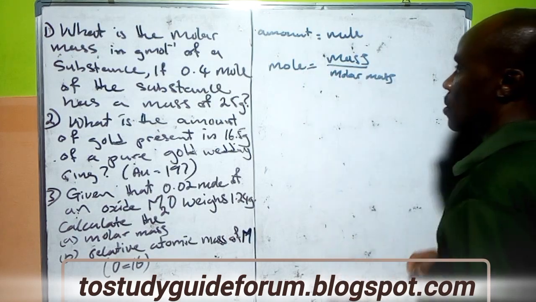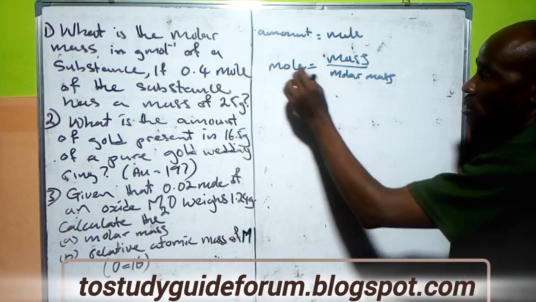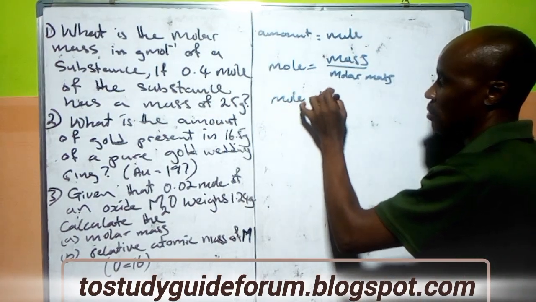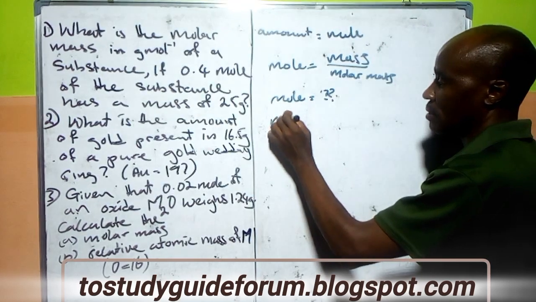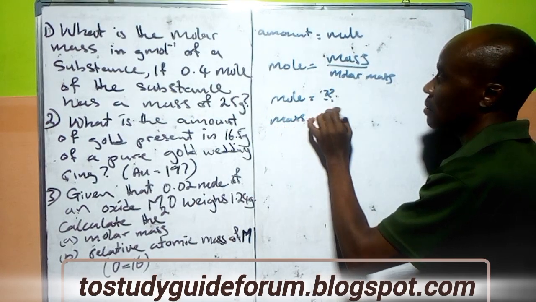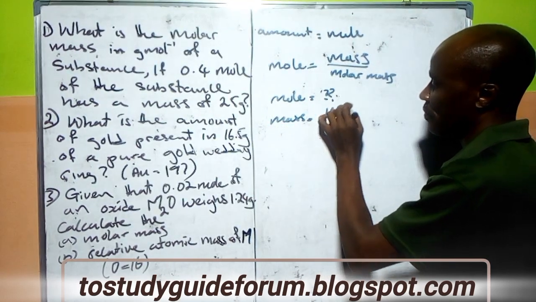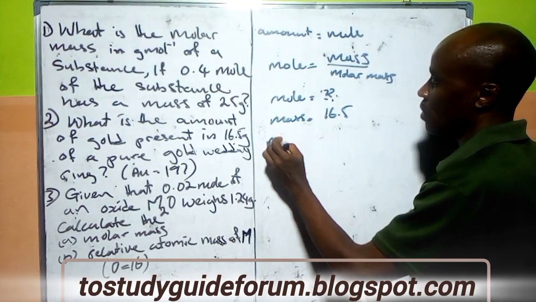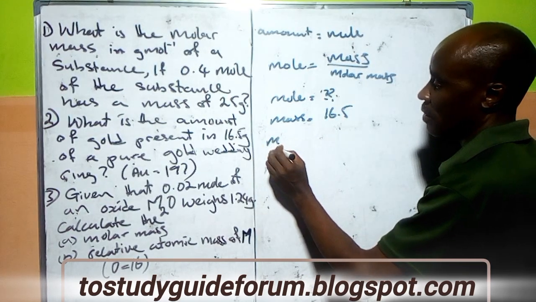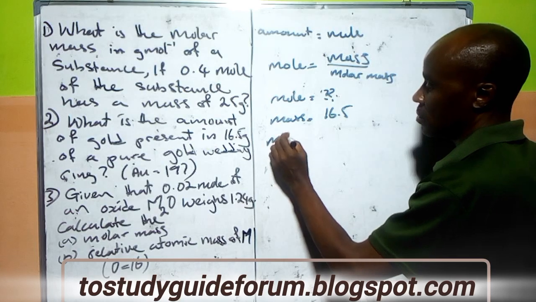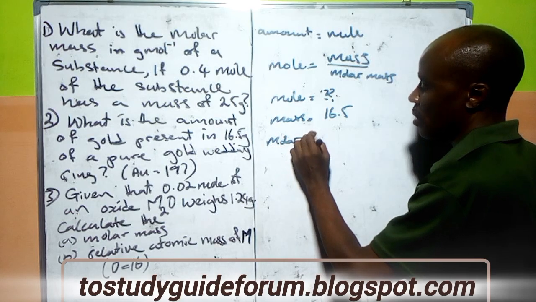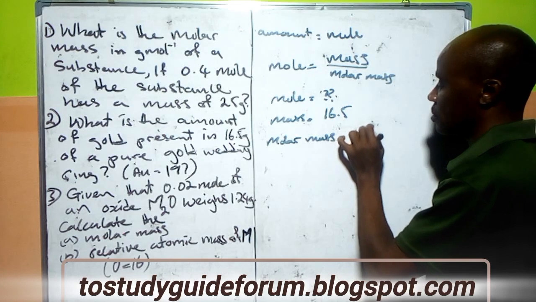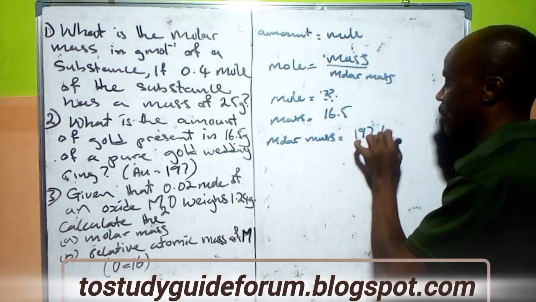So now the mole is unknown. We don't know the mole, which is the amount. We don't know this mole, but we know the mass. The mass given to us is 16.5 grams, and the molar mass, if we express the relative atomic mass of that in grams, we have the molar mass, that is gram per mole.